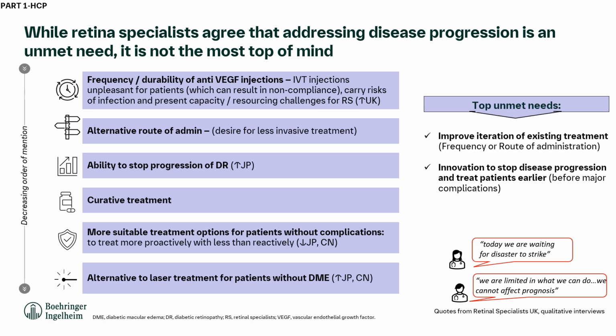So starting with the unmet needs that physicians expressed, the top unmet needs, of course, relate to improved iteration of existing treatments. So, of course, they would want to see treatment that lasts longer or that are less invasive, so different routes of administration. But among the top 10 that you see here, you see the need for treatment that would have an ability to really stop the progression of the disease, and innovation that would be more suitable for patients that don't have complications of the eye, but would benefit from a proactive treatment approach. And that would be, of course, also an alternative to laser for many of those patients that get PRP laser and that don't have DME.